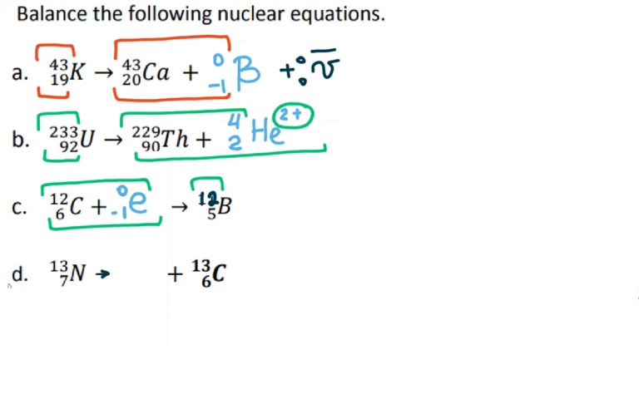And for the last problem that I have here, the number of protons on both sides must be equal to 7. The number of nucleons on both sides has to be equal to 13. So that must be a 0 and a positive 1. And that can only happen with the positive beta reaction. And with the positive beta reaction, you also have a neutrino coming with it.